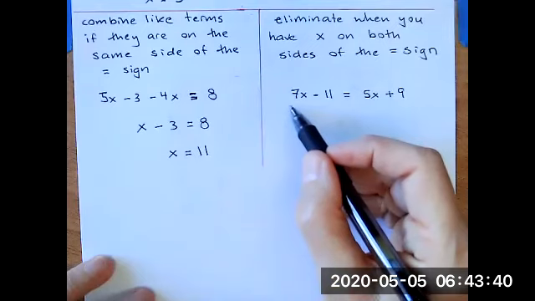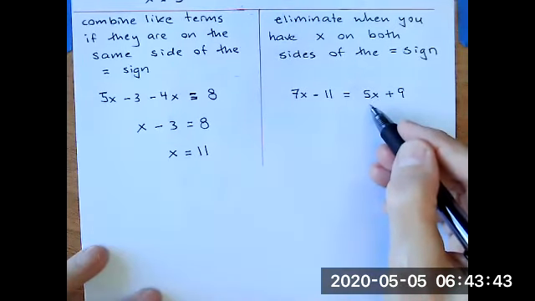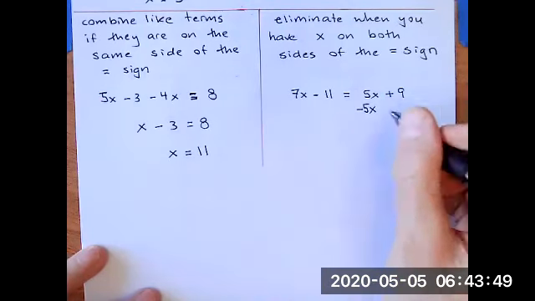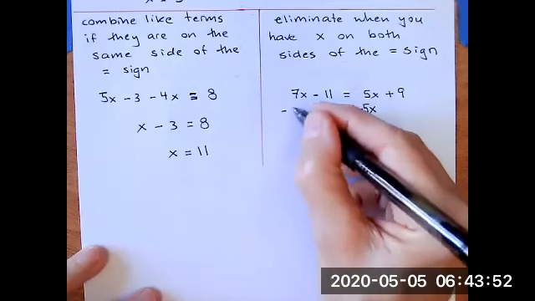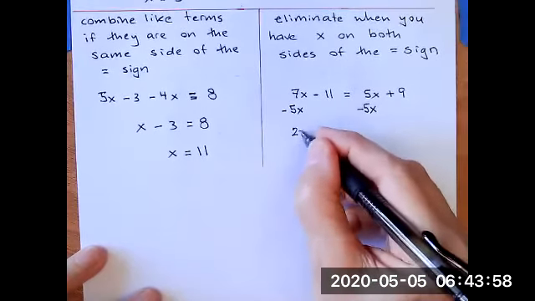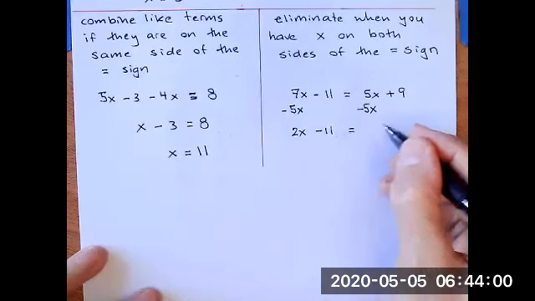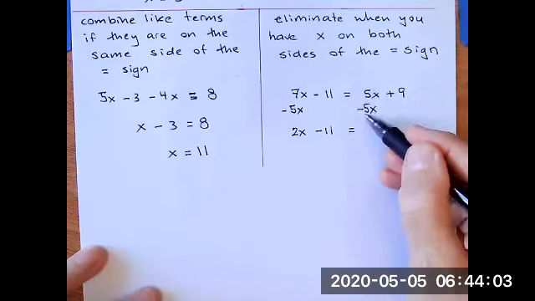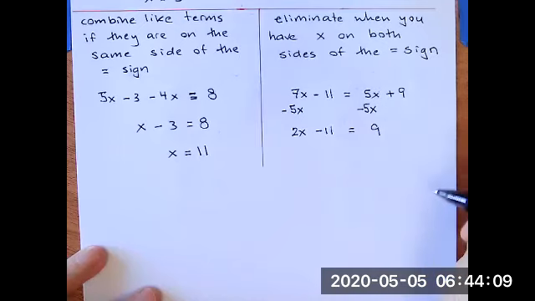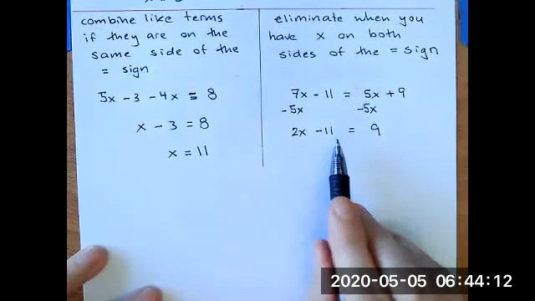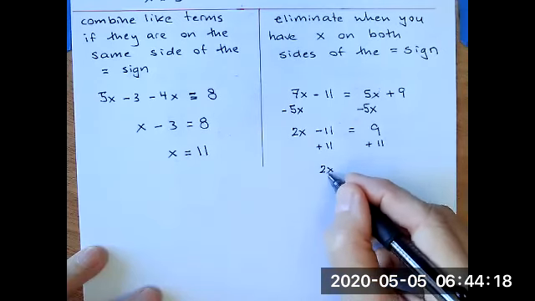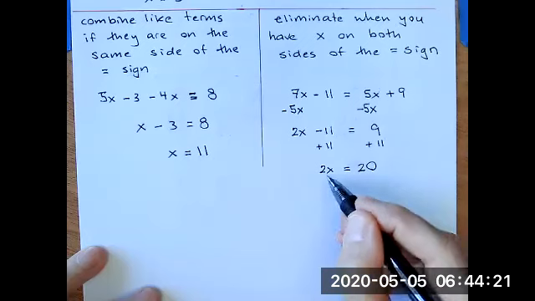So I can either use negative 7x or negative 5x. 5x is smaller, so I'm going to eliminate the 5x using its additive inverse. 7x and negative 5x make 2x. 5x and negative 5x add up to 0, so that's been eliminated. And then I want to isolate the x, so I'm going to add 11 to both sides. And divide both sides by 2.